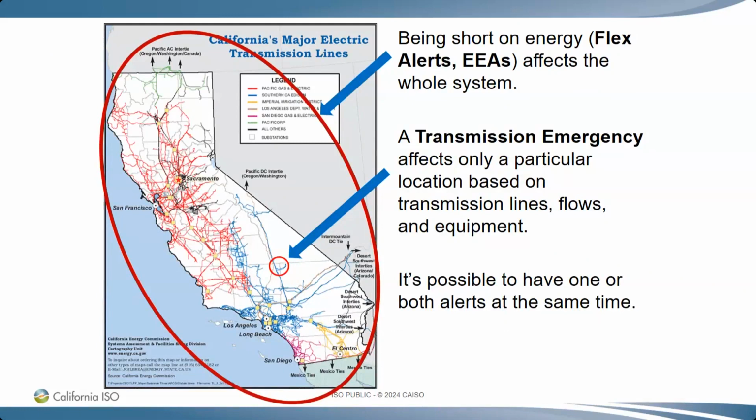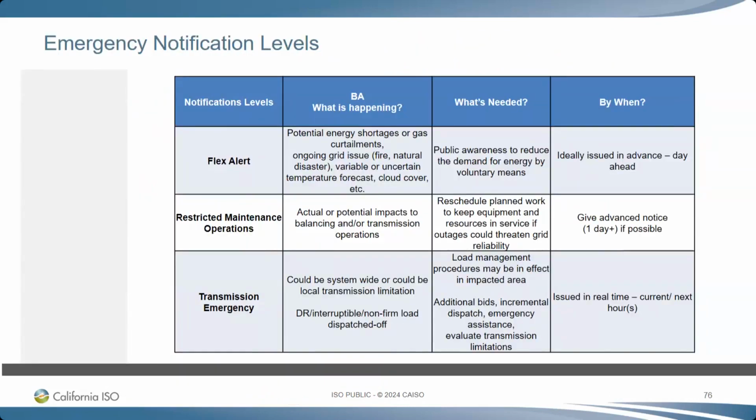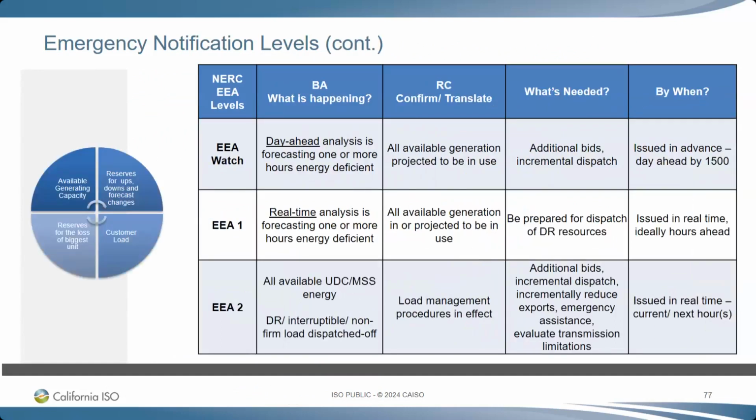So if we look at, let's say we're short on energy, if it's affecting the whole system, that's when you're going to get your flex alerts, your EEAs. If it's a transmission emergency, that affects only a particular location based on line flows and equipment. We could have alerts for either one of those or for both. There's a possibility, but that kind of gives you an idea of the vicinity that we're talking about when we have a flex alert or EEA versus a transmission emergency.